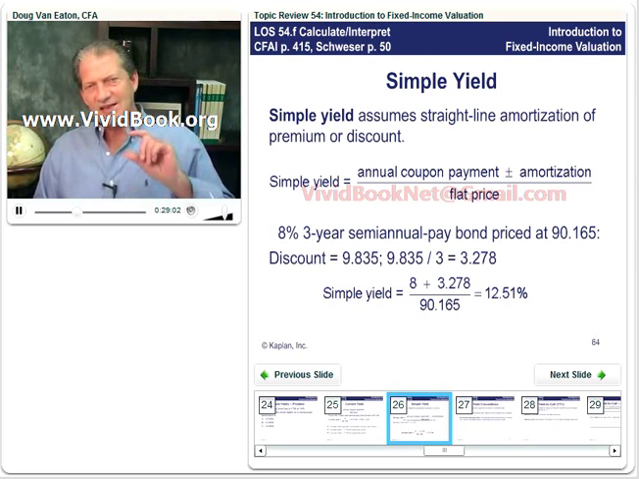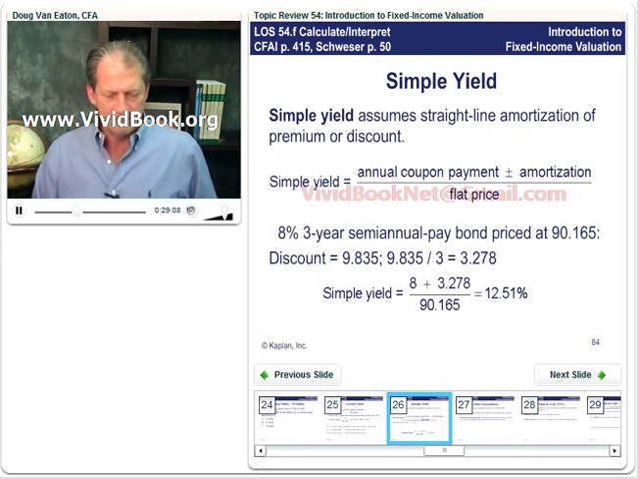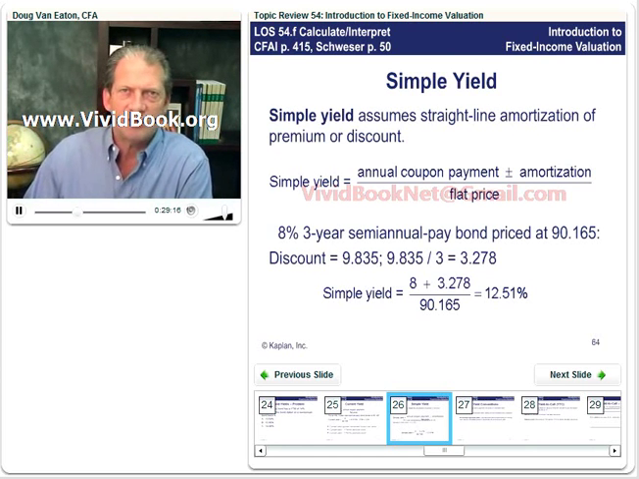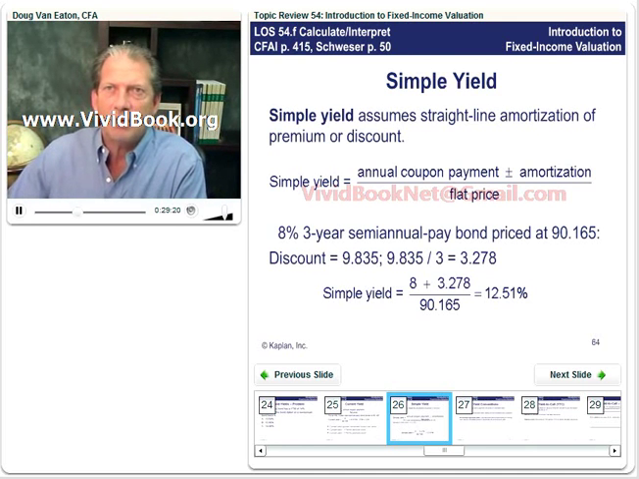We're going to take that discount, and if it's a 3-year bond, we're just going to divide that discount by 3 and say, well, what if you got that much extra every year? So that's plus or minus this amortization here. It would be plus the amortization for a discount bond, right? We want to get the coupon rate up closer to the yield to maturity, or minus for a premium bond.